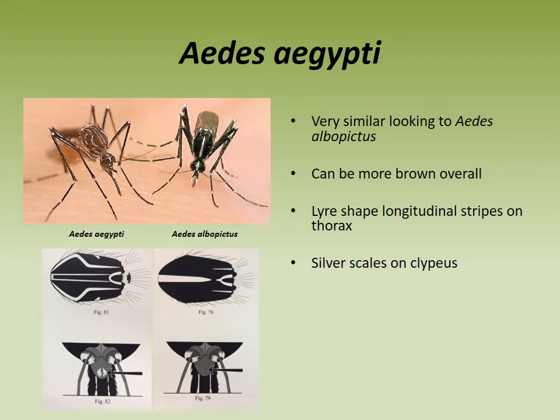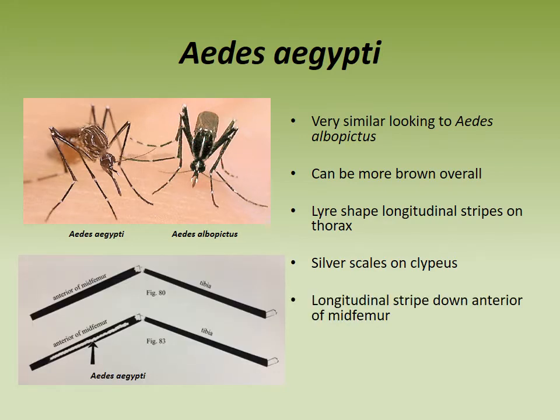Silver scales on the clypeus. So that is when looking at right above the mouth parts. So we've got, these are the eyes here. This is the beginning of the antenna here. Down at the bottom is the proboscis and the palpi. And so right above the proboscis at the very beginning is this clypeus. And so you'll find silver scales on the aegypti. And so that's one way of telling the difference between aegypti and albopictus.